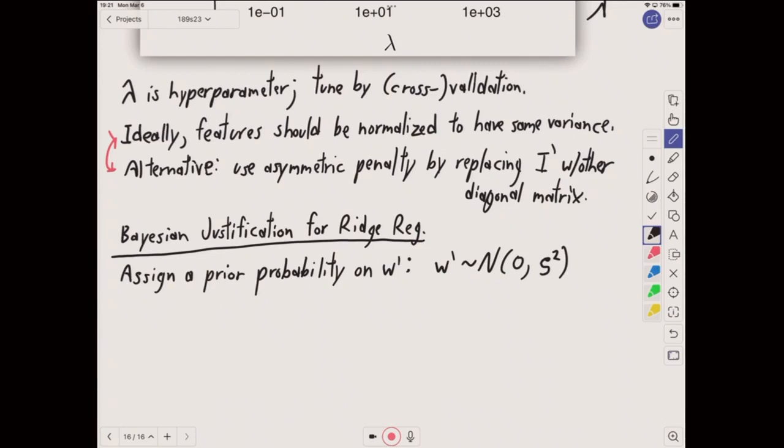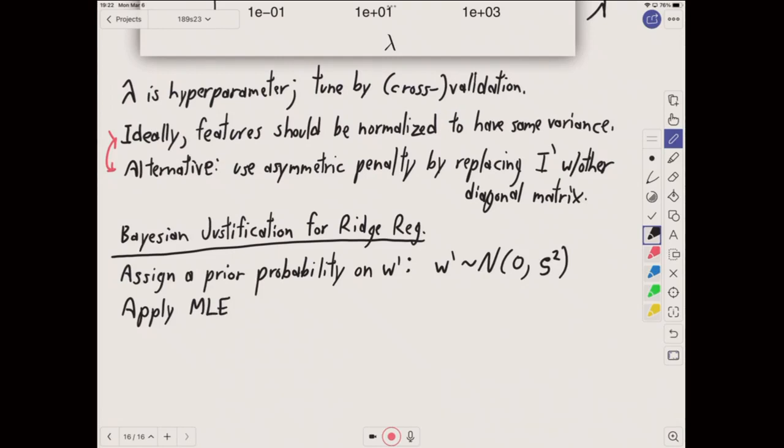So I'm going to pretend that the true weights that really govern the physical process I'm trying to understand come from some normal distribution with mean 0 and whatever variance. Then what I'm going to do is apply maximum likelihood estimation.